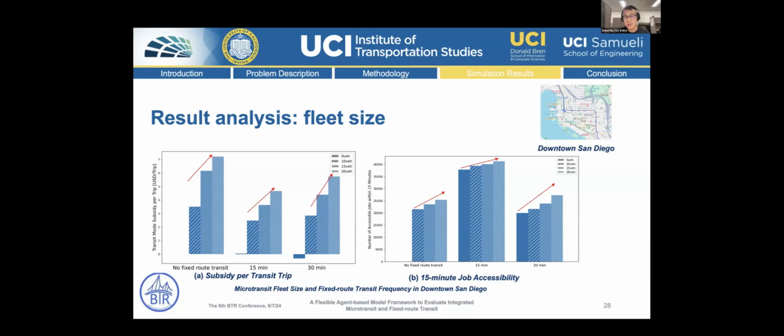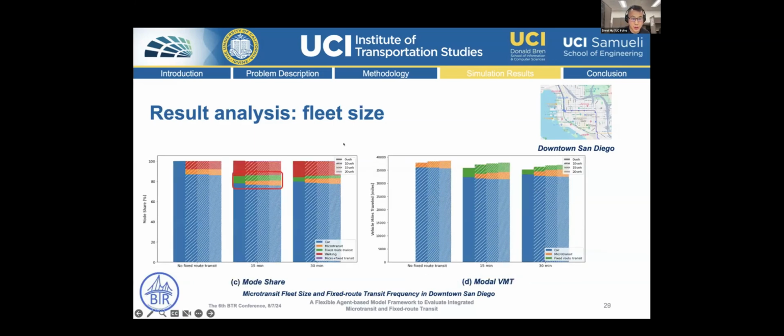And for job accessibility, adding more fleet size definitely makes more jobs accessible within 15 minutes. And this is the mode share, as we can see, after adding microtransit. The orange part is microtransit. Adding microtransit, the fixed route transit portion will decrease, which means the mode share for fixed route only will decrease. But if you consider fixed route transit and microtransit as a whole, as a transit mode, it will actually increase. And the blue part is the mode share for car. If we introduce microtransit, the car mode share will decrease. The right-hand side is the modal VMT. If you consider the total VMT as a whole, adding microtransit might not decrease VMT that much. But one thing is it will decrease the auto VMT.